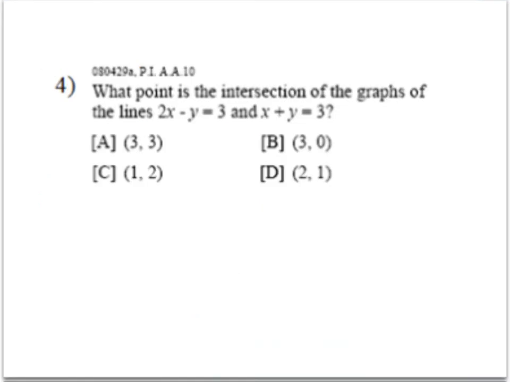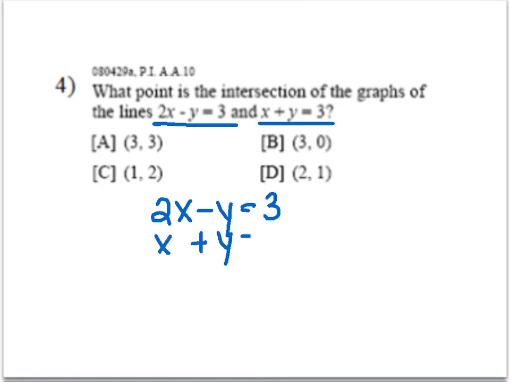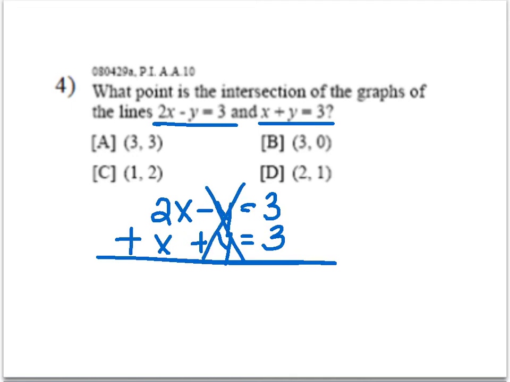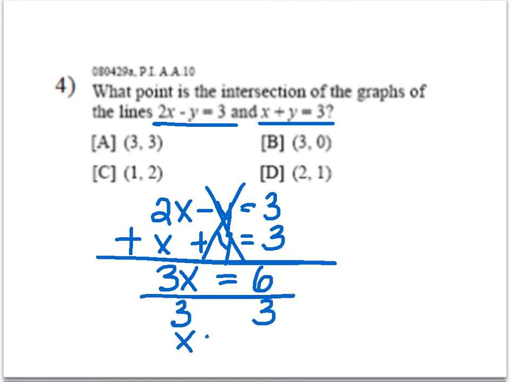Regions review for number 4. It says, what point is the intersection of the graphs of the lines 2x minus y equals 3 and x plus y equals 3? So let's write these one on top of the other and see if there's anything that looks like we can eliminate right away. It looks like I can add these two together and the y's will eliminate. So I have 3x equals 6, 3 plus 3. Divide both sides by 3, and the x term is 2.